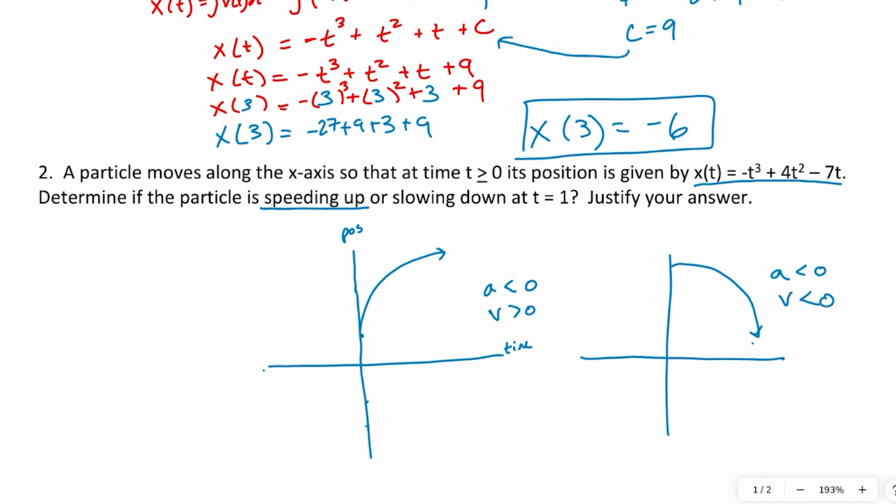Or speed is the absolute value of velocity. The slope here is becoming more and more steep, I should say. It's becoming more and more negative, but the speed is increasing, even if the velocity is decreasing. Okay, so let's try to sum up all these different cases here.